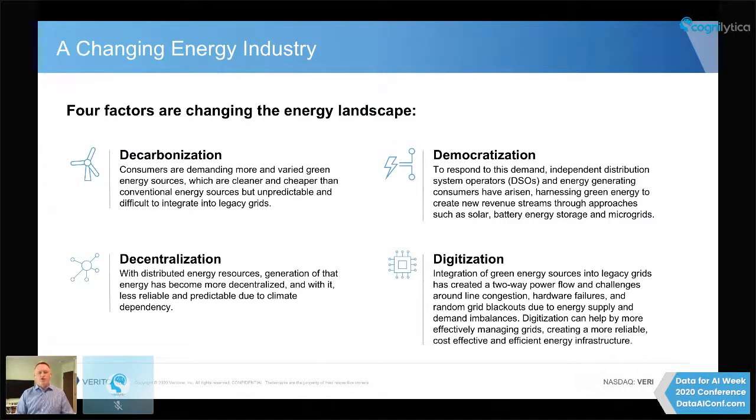And then we have democratization. That really means anyone today can be a virtual power plant. It is not just utilities anymore that are generating energy. You can have a solar panel on your roof, you can have a Tesla battery in your garage, and then you can generate and store energy and sell that energy back to the grid. This has made things a lot more complex and a lot harder to manage, which is why you need more digitization. Distributed energy resources and two-way power require advanced AI technology solutions.